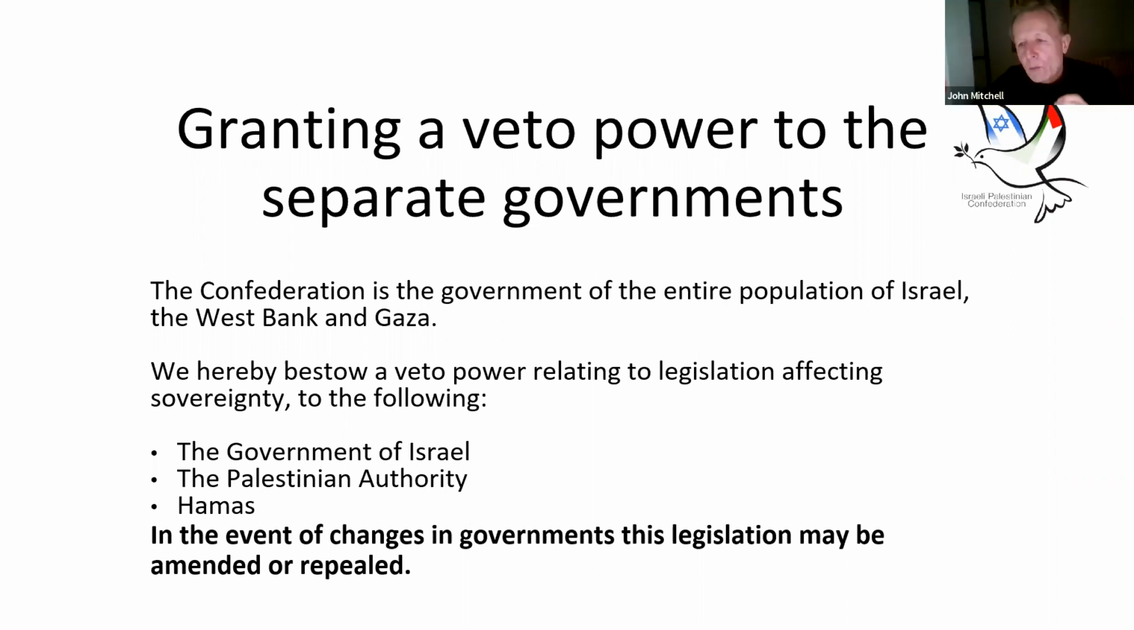Right? Why do we give the veto power to Hamas? Presumably, because that's a fair question. Because if we do not give a veto power to Hamas, we will not be able to implement our legislation in Gaza. Hamas is in control of Gaza. The same reason we give veto power to the government of Israel and the PA. Any other questions? Yeah, Joseph, let me come back to this, please.